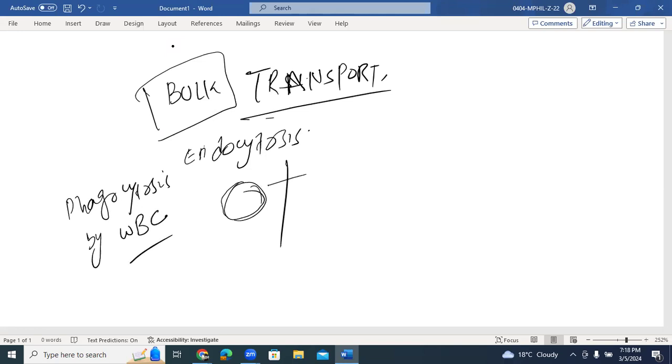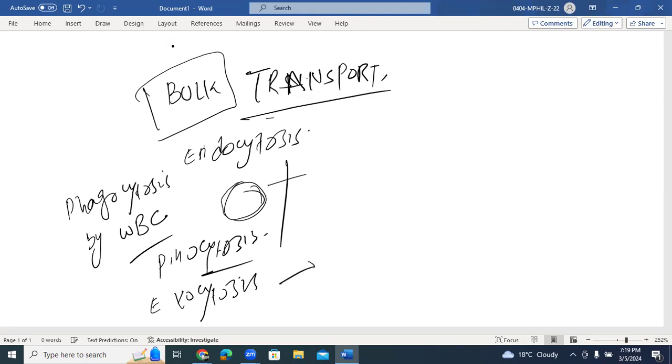All right, so pinocytosis. What is this? Cell drinking, taking place with liquid material. And then exocytosis. All these are examples of bulk transport, right?